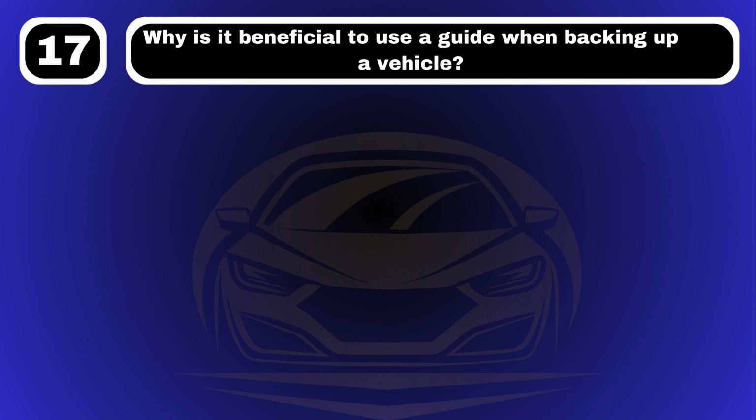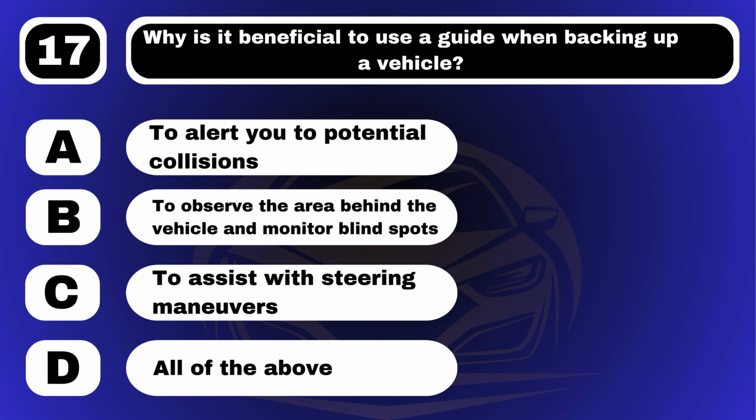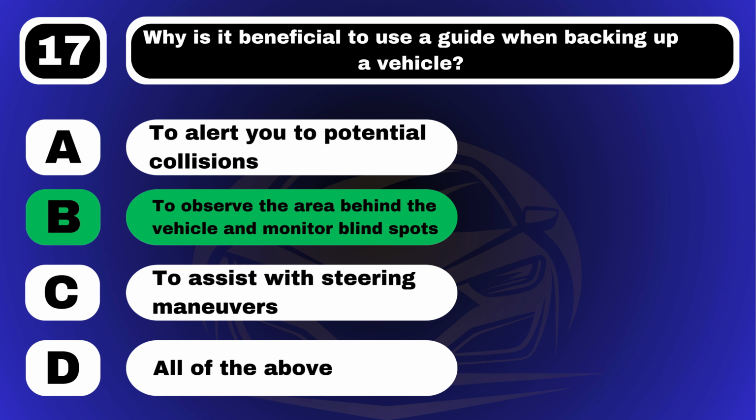Why is it beneficial to use a guide when backing up a vehicle? A. To alert you to potential collisions. B. To observe the area behind the vehicle and monitor blind spots. C. To assist with steering maneuvers. D. All of the above. The answer is B. To observe the area behind the vehicle and monitor blind spots.